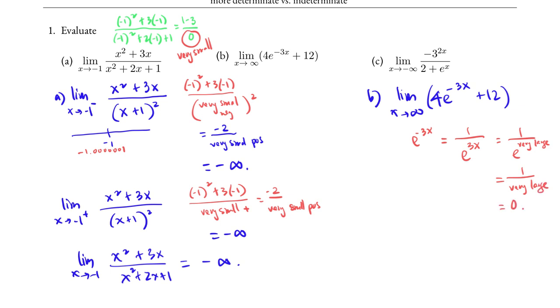And so we can rewrite this as the limit as x goes to positive infinity of 4 over e to the 3x, plus 12. And again, 4 over a very large number is very small. So the answer is 12. 0 plus 12 is 12.